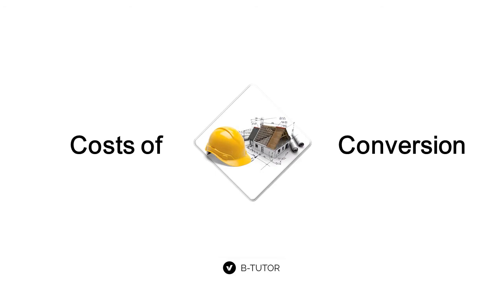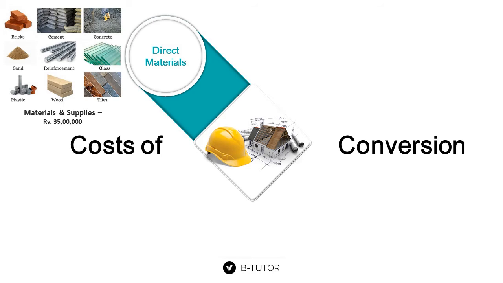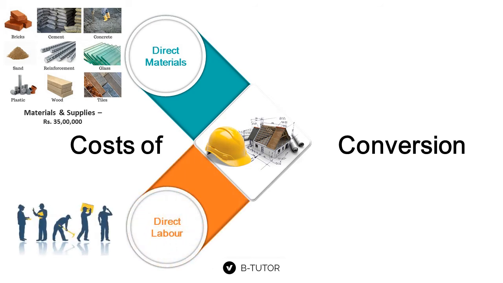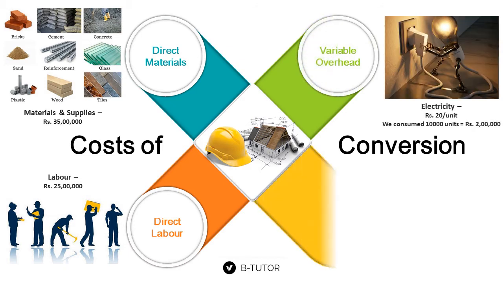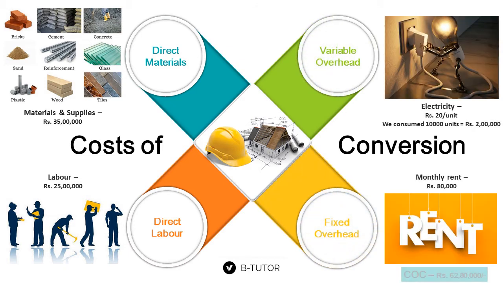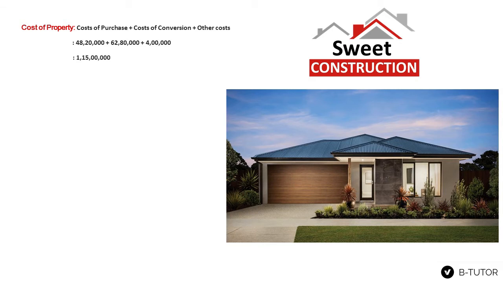Next head, costs of conversion, which consists of direct materials 35 lakhs, direct labor 25 lakhs, variable overhead costing 2 lakhs and fixed overhead monthly rent costing 80,000. So the total cost of conversion amounts to 62 lakhs 80,000. So as per Ind AS 2, cost of inventory includes cost of purchase, cost of conversion and other costs. So 48 lakh 20,000 plus 62 lakh 80,000 plus other costs 4 lakhs, which comes to 1.15 crore.